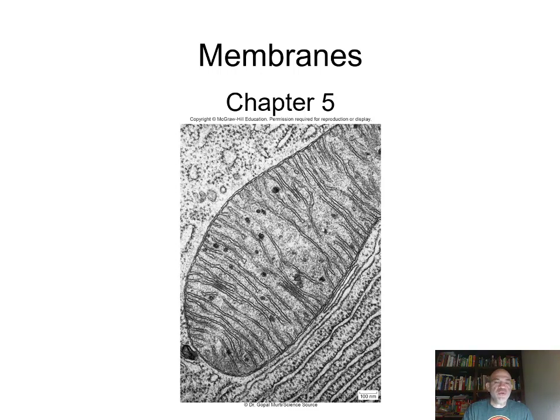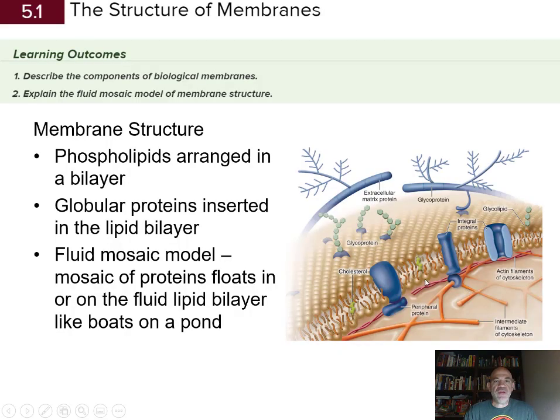So this chapter will focus on the structure and functioning of membranes found in the plasma membrane and membranes of membrane-bound organelles like the mitochondria you see here, and there's rough endoplasmic reticula, probably right there. And so we're going to look at the first section here, and your learning outcomes are going to be to describe the components of biological membranes and to explain the fluid mosaic model of membrane structure.